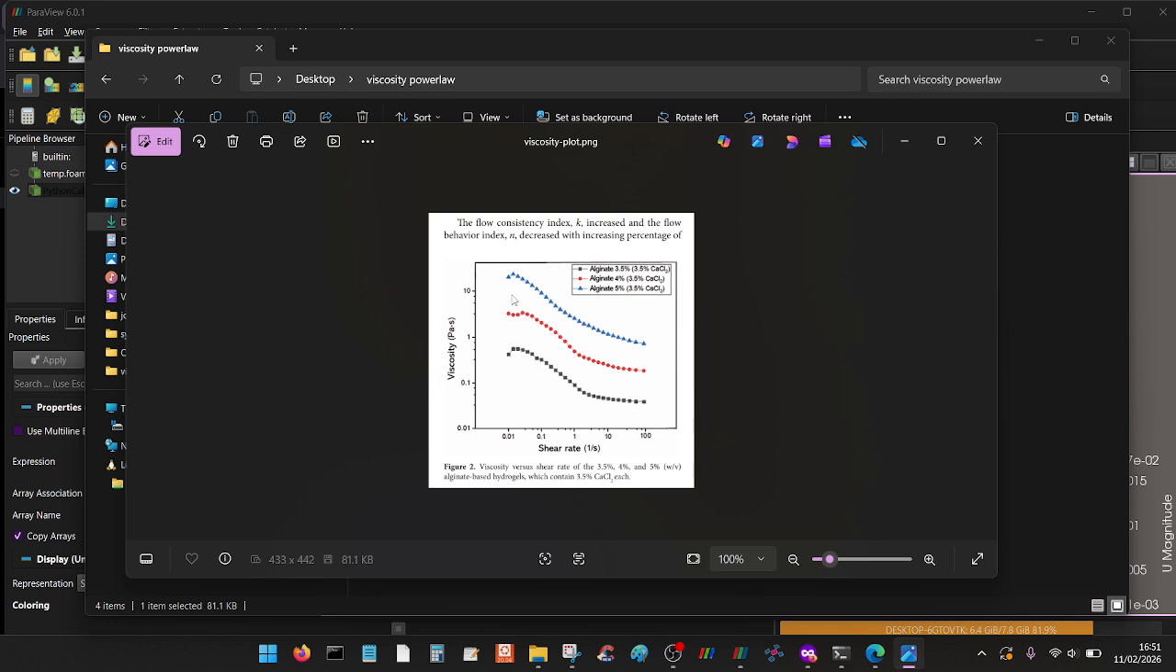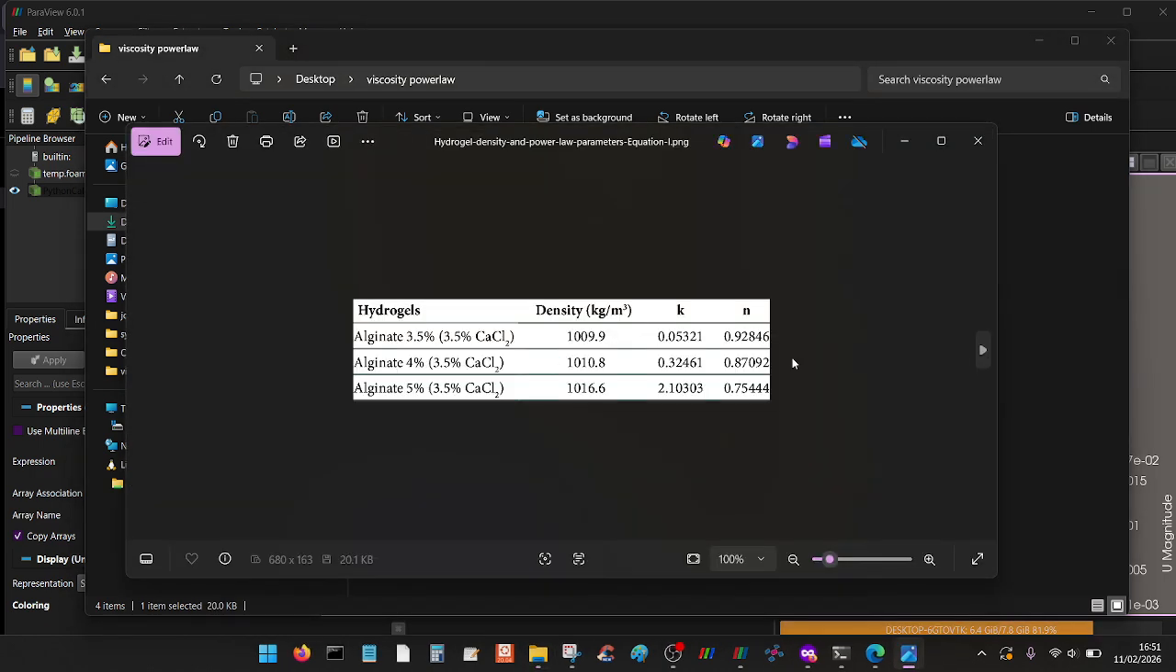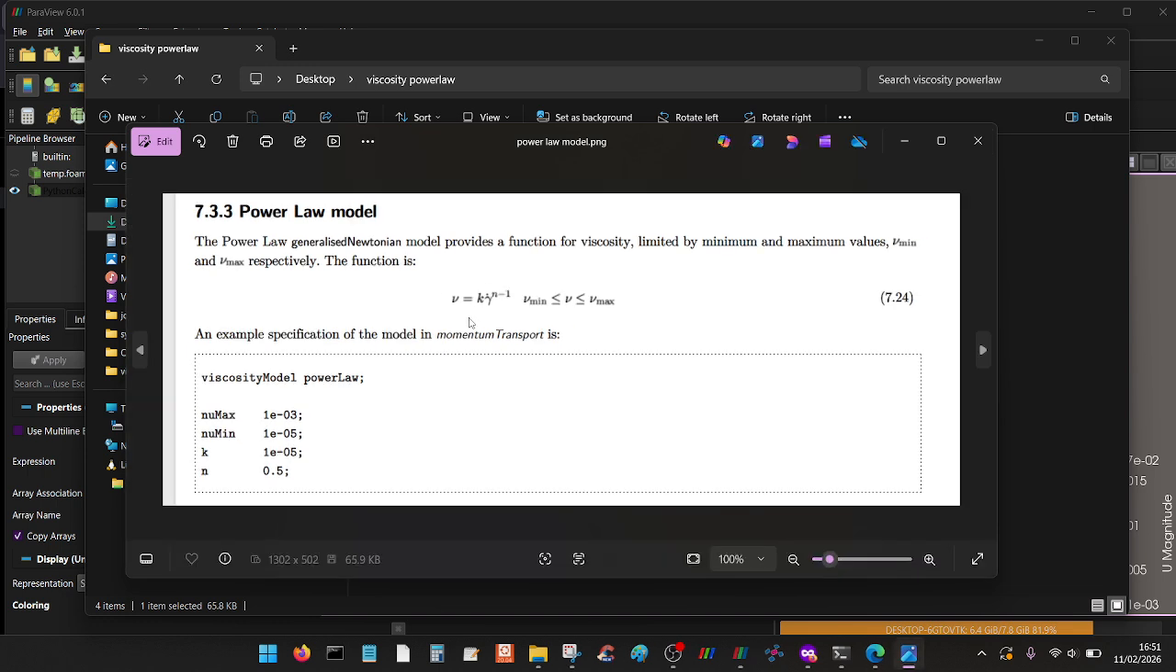So you can specify a max viscosity, a minimum viscosity, and we know what those K and N parameters are. The power law model that you specify in OpenFOAM is basically the same thing. So viscosity is in terms of the strain rate multiplied by K to the power of n minus 1. So in order to specify the viscosity for a hydrogel, in theory you could just specify these values K, N, and then the max and min values. That's kind of like limiters for it.